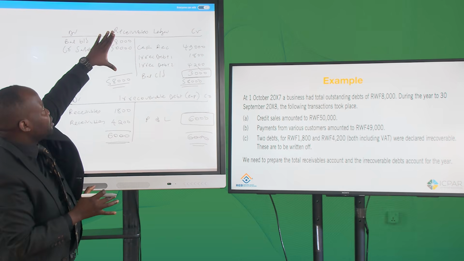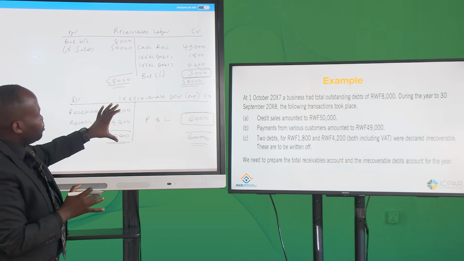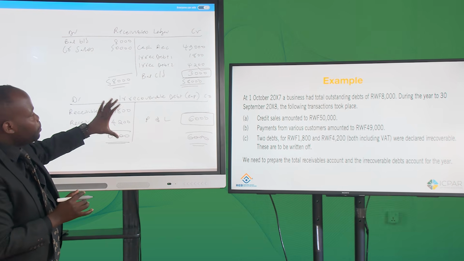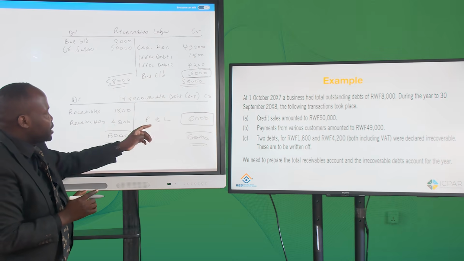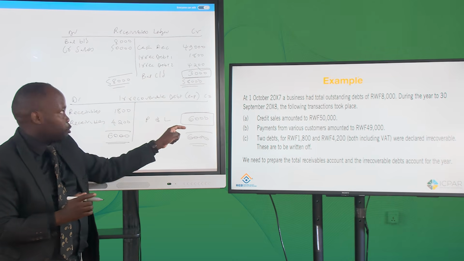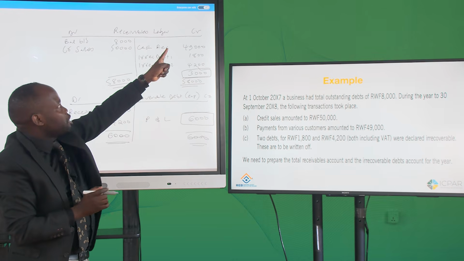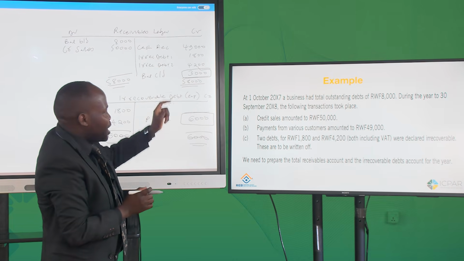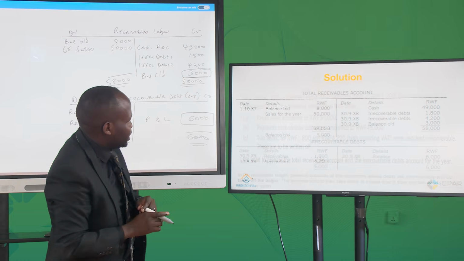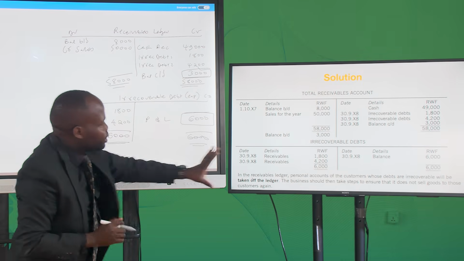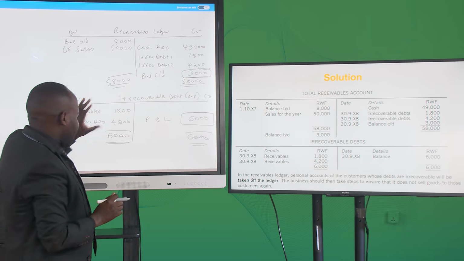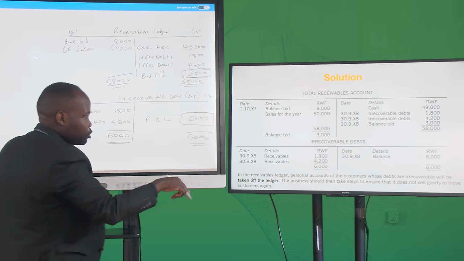Remember, we are in the topic receivables and the subtopic irrecoverable debts. The key point: irrecoverable debt is an expense that goes to the profit and loss. And in this case, the receivables account is maintained. It's reduced by the cash received and the bad debts or irrecoverable debts. So that has already been explained there. So let's go to the next slide.